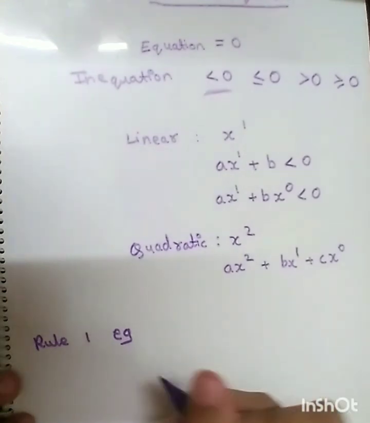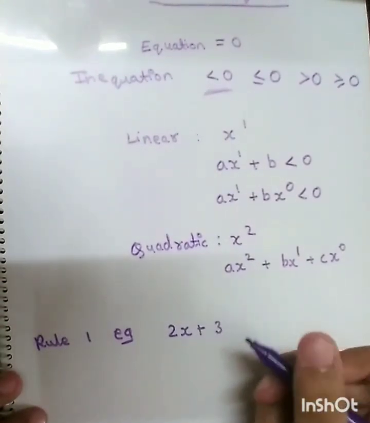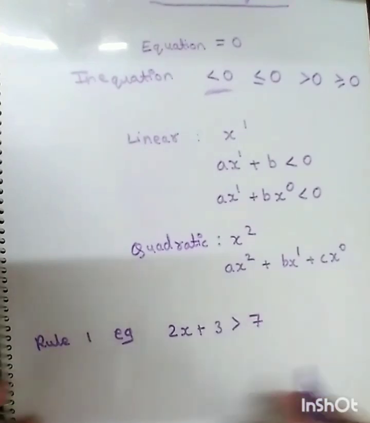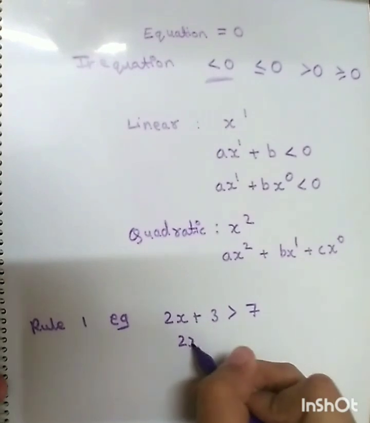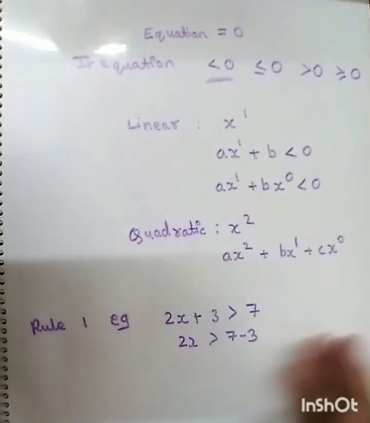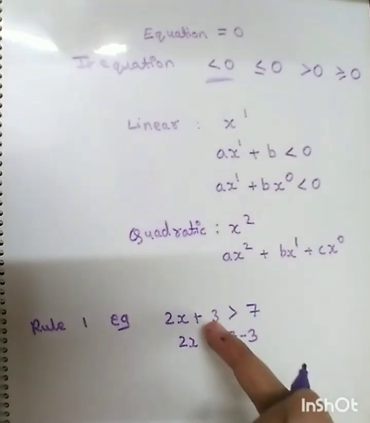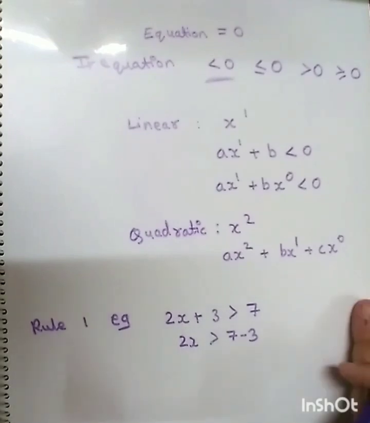The example says 2x plus 3 is greater than 7. This 3 is a positive term, right? Now this 3 would become a negative term when you shift it to the other side. It is the basic calculation as we do, plus becomes negative as we shift it to the other side. This means rule 1.